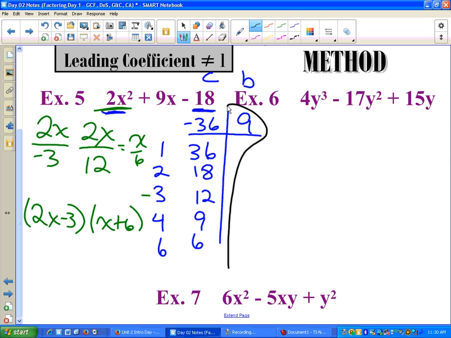Yes. What is it? It's y. 4y squared minus 17y plus 15. If I do not take that y out, is this factorable? Have I taught you how to factor a y cubed yet? No. So you have to take out a greatest common factor first.